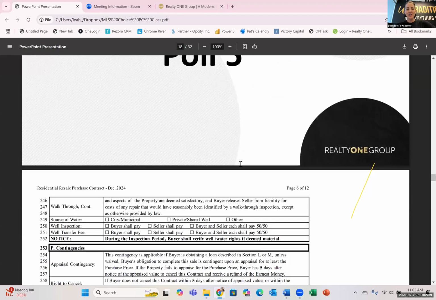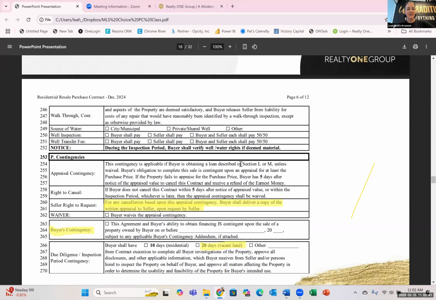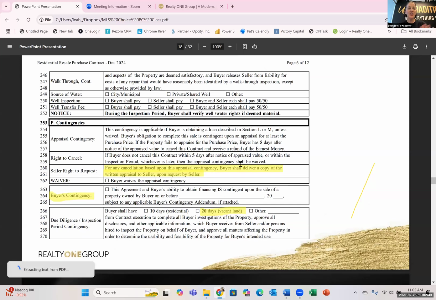All right, moving on. Page 6. So the walkthroughs are continued here. The source of water, well inspection fees, well transfer fees. So all of that is determined right here, as opposed to on separate forms. So that's kind of nice. We're just keeping it all in-house.